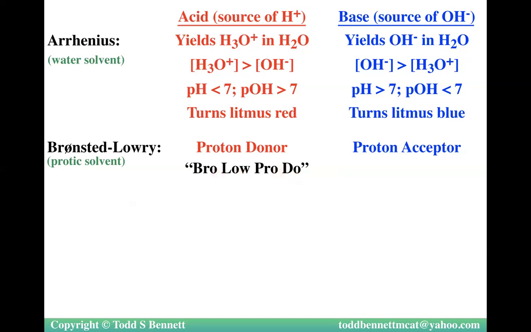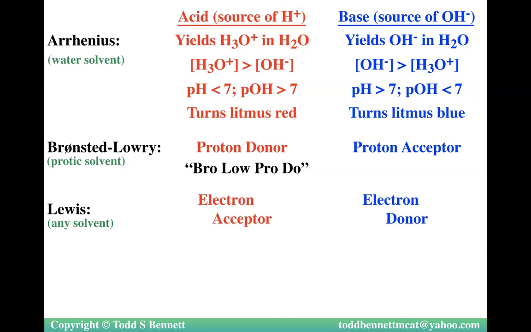A Bronsted-Lowry acid is a bro low, pro do, proton donor. So an acid, bro low, pro do. And then a base will be the opposite. Lewis again, lone pair donor or lone pair acceptor. Key thing, I have to have a pair.